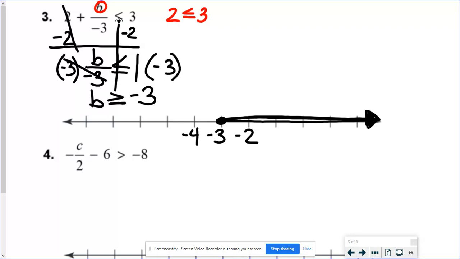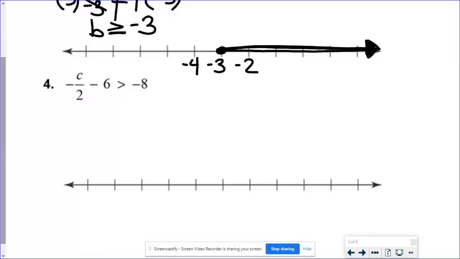In number 4, the negative in front of the fraction, I am not a fan of writing it that way. Not that it isn't clear, but it does tend to get lost if it's written that way. So I would suggest that you take that negative, and instead of leaving it where it is, let's just float that down to the denominator. So I really have c over negative 2 minus 6 is greater than negative 8.